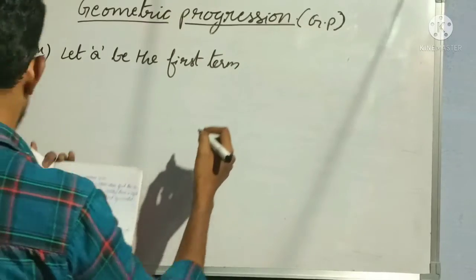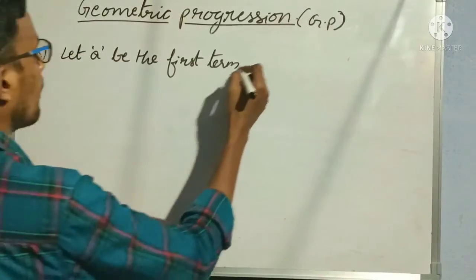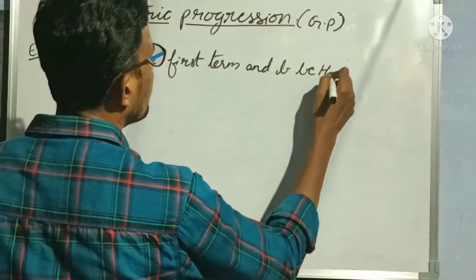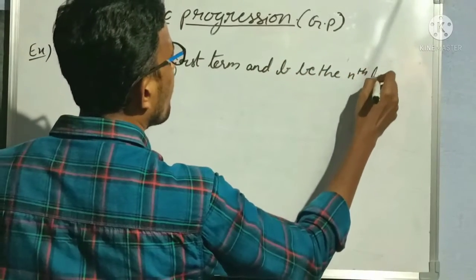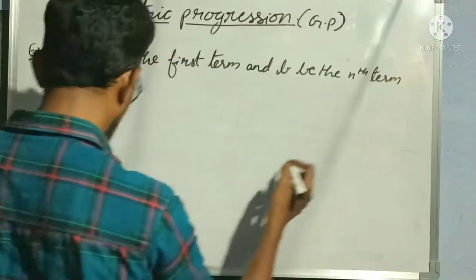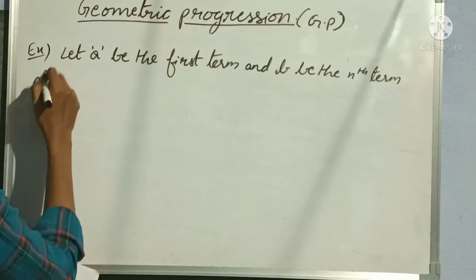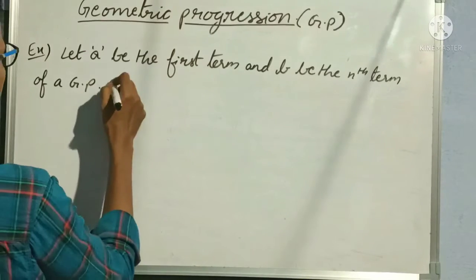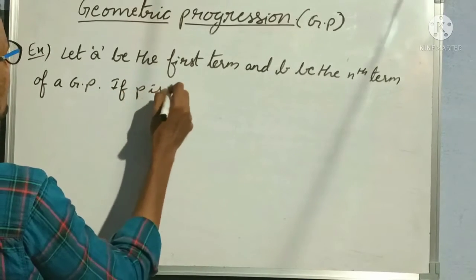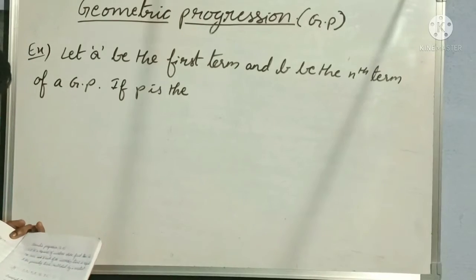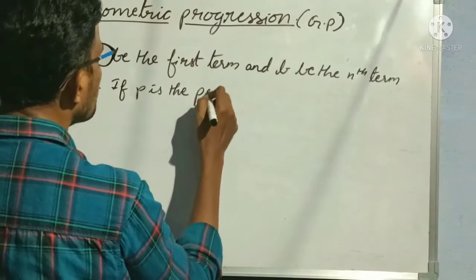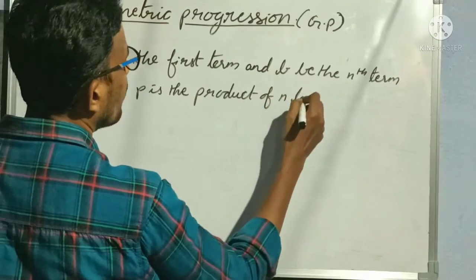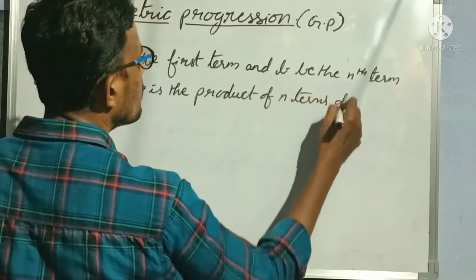Let small a be the first term and small b be the nth term of a GP. If P is the product of n terms of the GP.